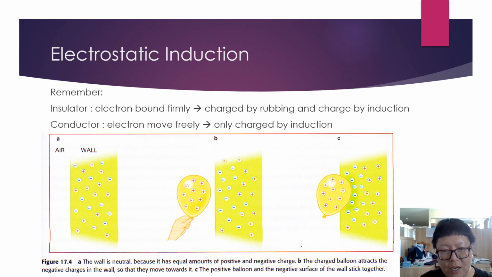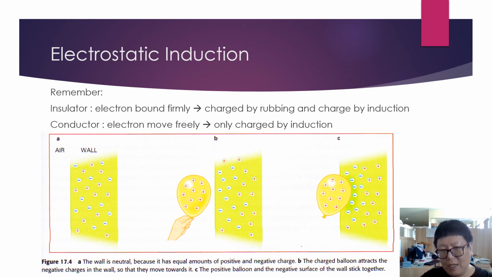Or we can say that there is no net charge here. When you bring the balloon near the wall, you can see that the positively charged balloon attracts the negative charge in the wall. Or we can say that it starts to separate. The electrons move. Remember guys, the only ones that can move are the electrons. So the electrons move and leave the protons on the other side because of the attraction between the electrons and the balloon. Because of this, it causes an attraction force. The electrons and the positive object attract each other. So finally the balloon can stick onto the wall because the positively charged balloon is attracted by the electrons.